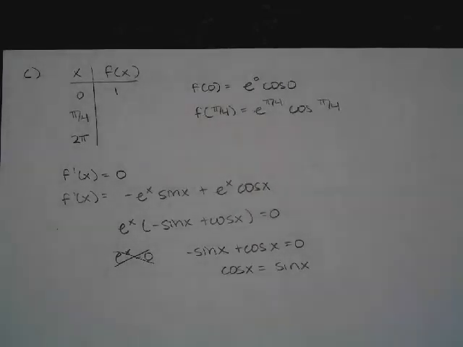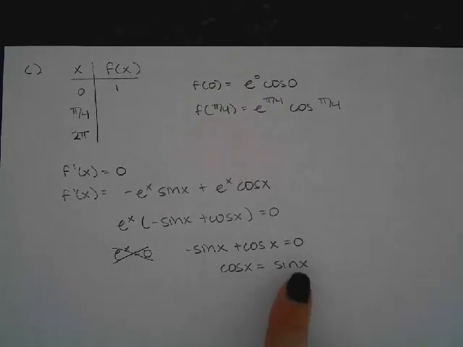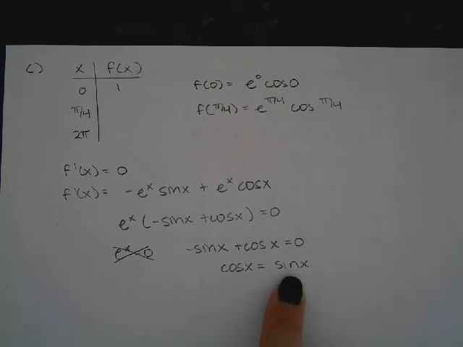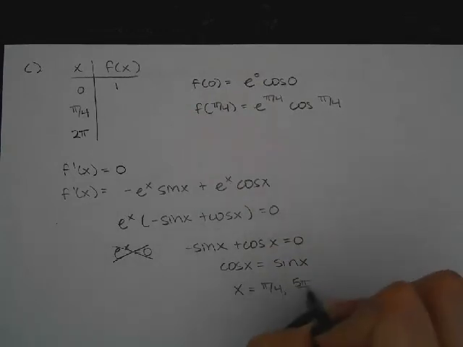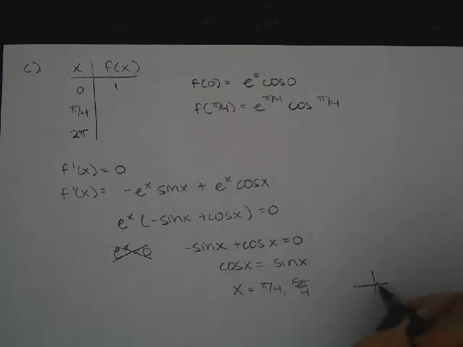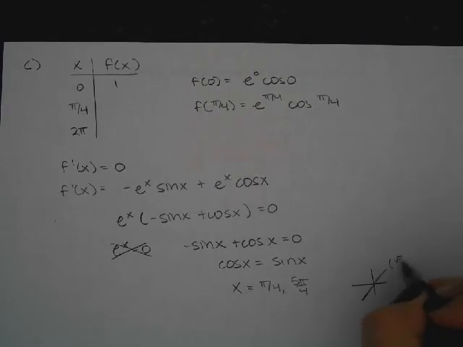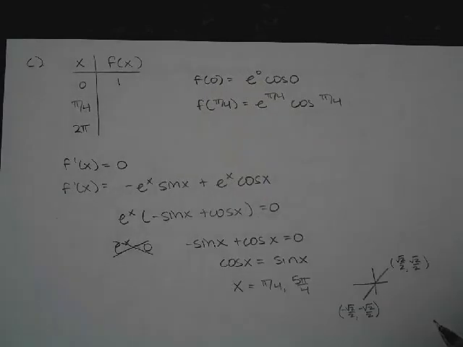So I have to picture the unit circle and think about where on the unit circle the x-coordinate and the y-coordinate are exactly the same. And that happens in two places. It happens at pi fourths and 5 pi fourths. So if you picture the unit circle, at pi fourths, it's root 2 over 2, root 2 over 2. And at 5 pi fourths, it's negative root 2 over 2, negative root 2 over 2. So those are the two places where the x and the y coordinate are identical.